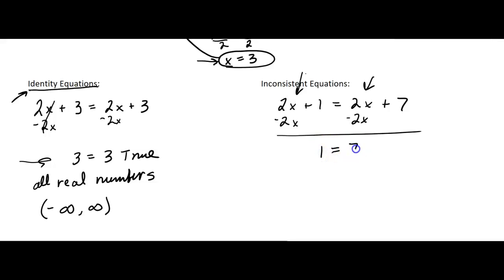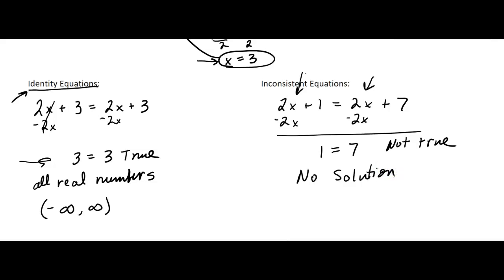And you get 1 equals 7. Well, 1 doesn't equal 7. This is not true, and it's not ever going to be true. It doesn't matter what the value of x is. It's never going to be true. In this case, we say there is no solution.